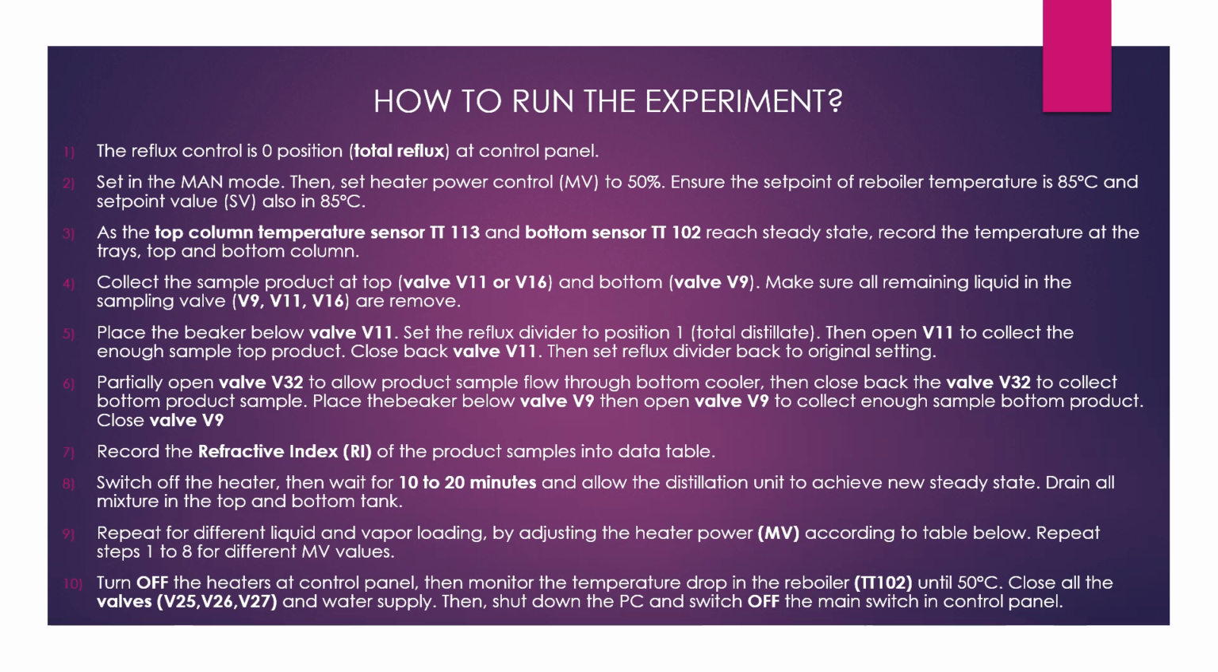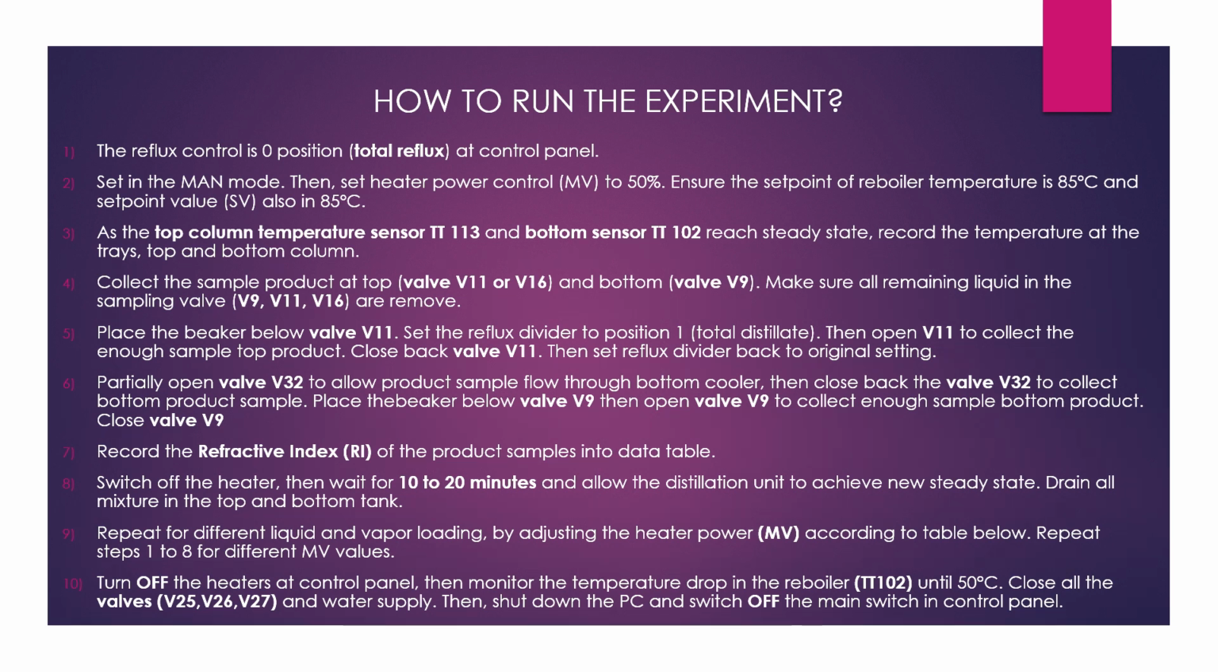Partially open valve V32 to allow product sample to flow through the bottom cooler. Then close back valve V32 to collect the bottom product sample. Place the beaker below valve V9. Then open valve V9 to collect enough sample of the bottom product. Close valve V9. Record the refractive index, RI, of the product sample into the data table.